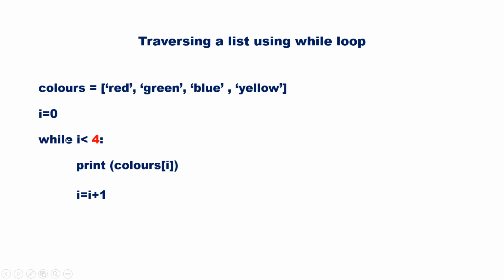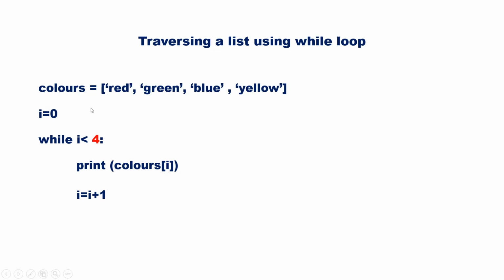That means i now becomes 1. 1 is less than 4, so print colors of 1. Green will be printed. i equal to i plus 1, i becomes 2. i less than 4, condition true. Print colors of 2, blue will be printed. i equal to i plus 1.